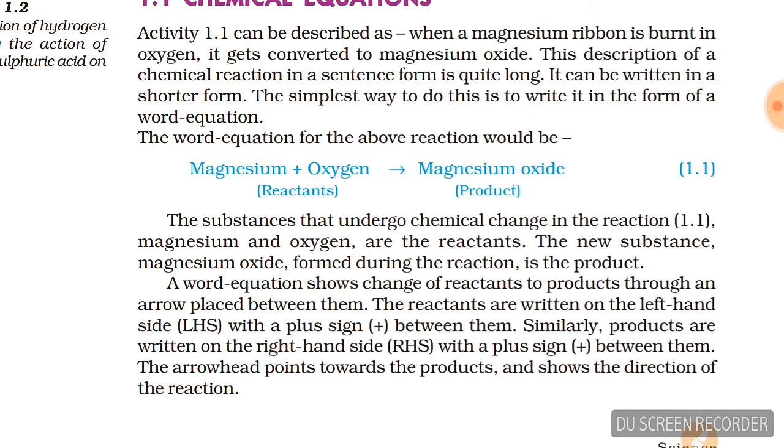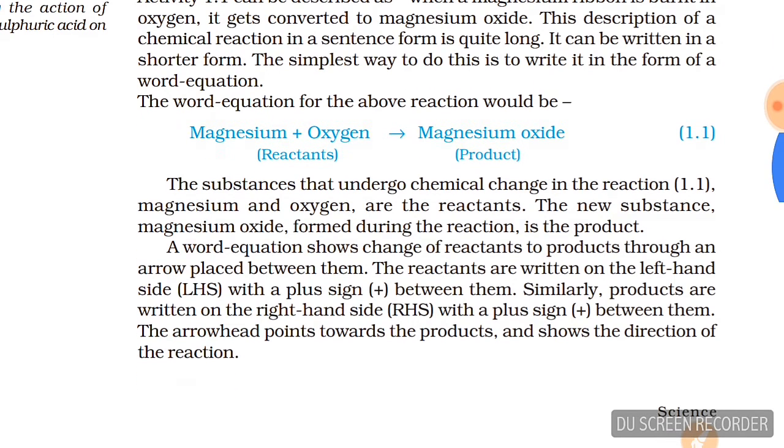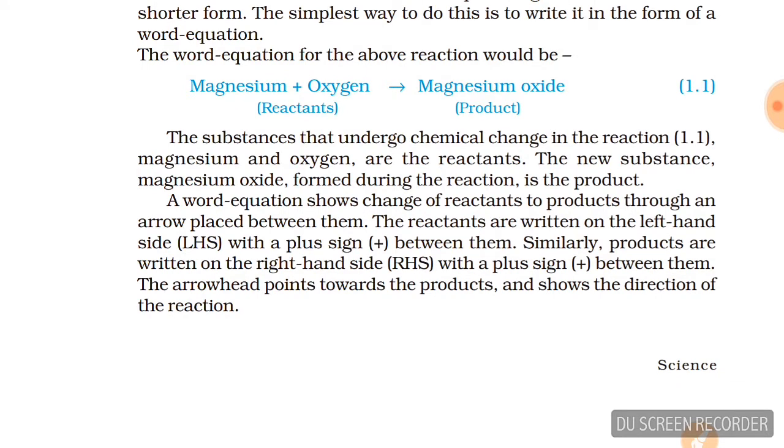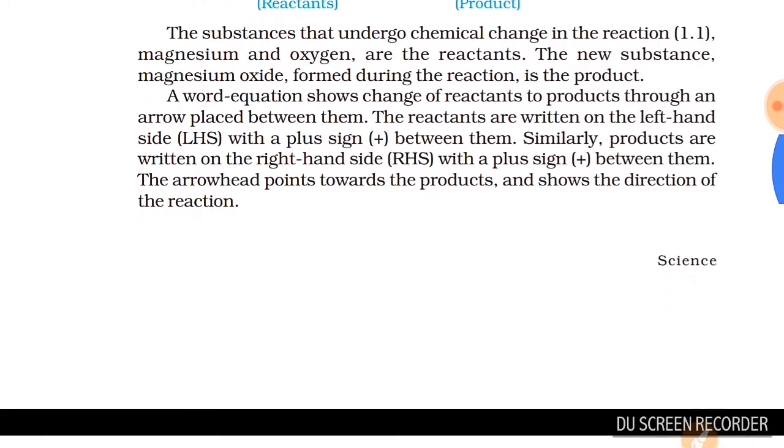Magnesium and oxygen हमारे क्या हैं? Reactants हैं. और इन reactants ने हमें product क्या दिया है? Magnesium oxide as a product दिया हुआ है. So this is the way to write the chemical equation.